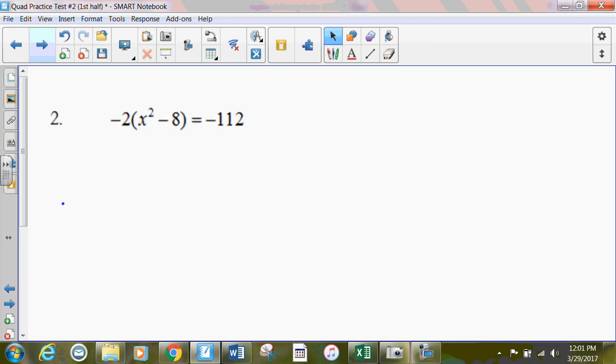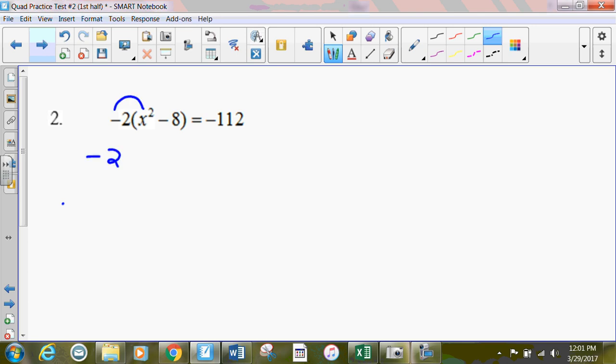So we have a couple different ways that we can do this. The first way is we could just distribute, just like we would with solving a linear equation. And I'm going to do it that way. Our other way would be we could divide both sides by -2. Maybe I'll do it both ways. So here's the first way.